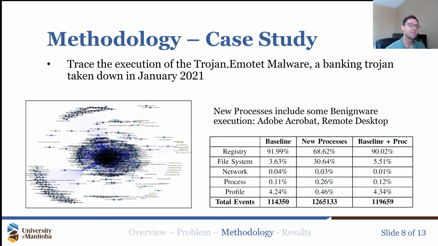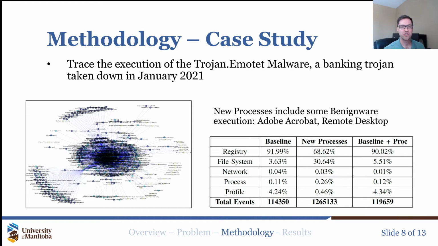And the table on the right just goes to show that if you're looking at registry, file system, network, parent process, and thread activity, and profile related to the kernel, what percentage of total activity is responsible for baseline? Baseline being operating system, new processes. If you were to, in this case, start Adobe Acrobat Reader or remote desktop, which proportion of the total event activity belongs to registry, file system, network, process, profile?